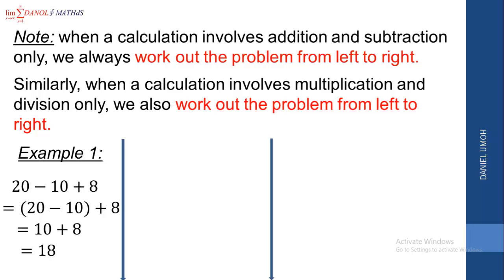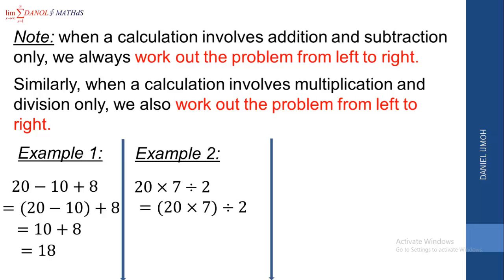Hope you understand that. Okay, example 2. Example 2 says 20 times 7 divided by 2. It will be very wrong for you to start by saying 7 divided by 2. No. The rule says work out the problem from the left to the right. So we're going to begin from 20 times 7. We solve it before we divide by 2. 20 times 7 gives us 140. We now say divided by the 2. So 140 divided by 2 gives us 70. I hope you understand it. Mathematics is full of principles. Once you break the rule, you fail the mathematics.